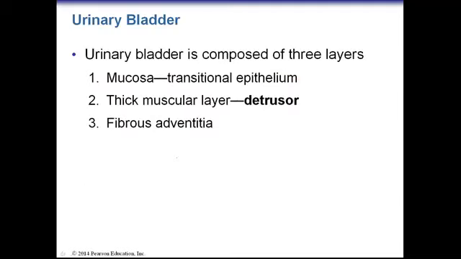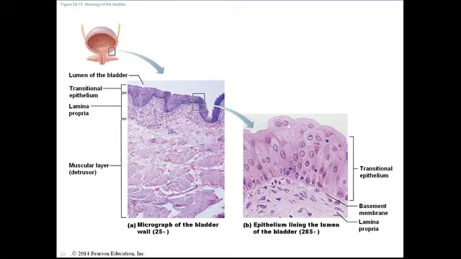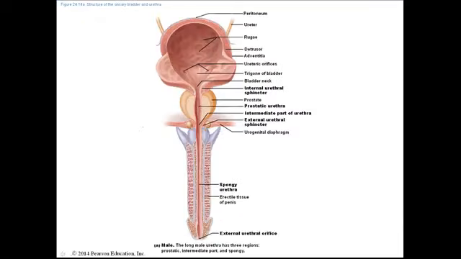Okay. So the urinary bladder has three layers. Mucosal lining, because urine is acidic, so you need mucus to protect the other cells of transitional epithelium. There's a thick muscular layer called the detrusor muscle. And then on the outside you have fibrous connective tissue. This is just the microscopic view of it.